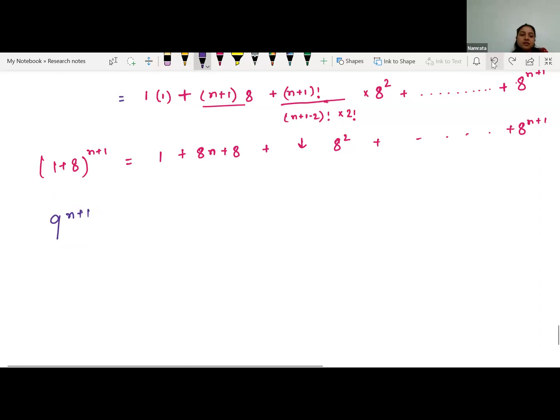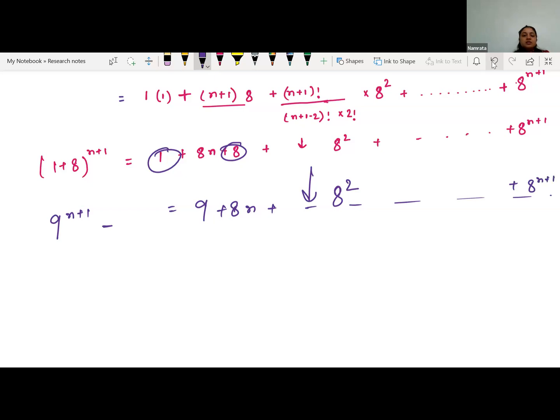Yes, ma'am. 9 to the power n plus 1 minus... if we add 8 plus 1 over here, it will be 9 over here plus 8n over here plus the remaining terms, where 8 square is also there and this is also there, right? Yes, ma'am. So if we shift this 9 and 8n over here, we will have 9 to the power n plus 1 minus 9 minus 8n is equal to... let's not expand it, let's keep it as it is.